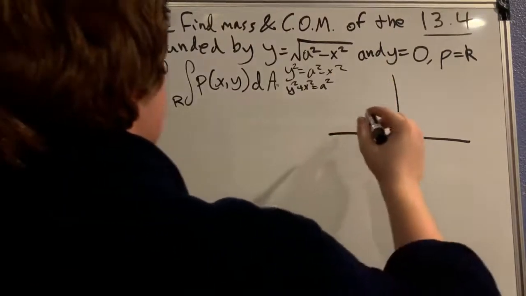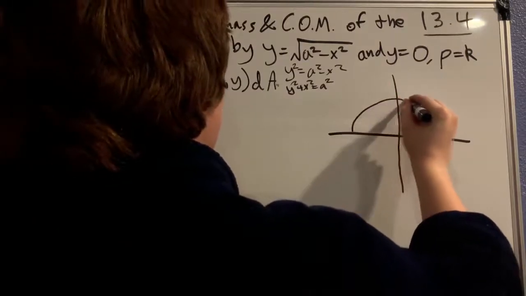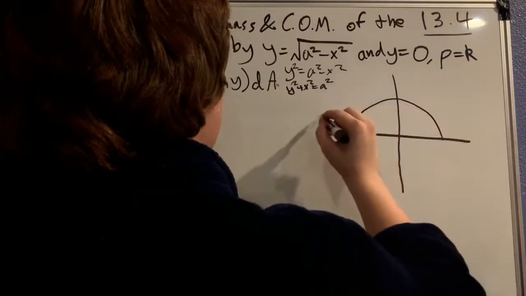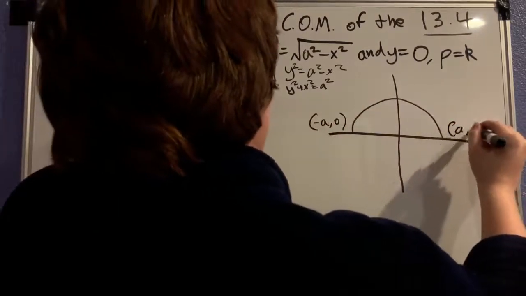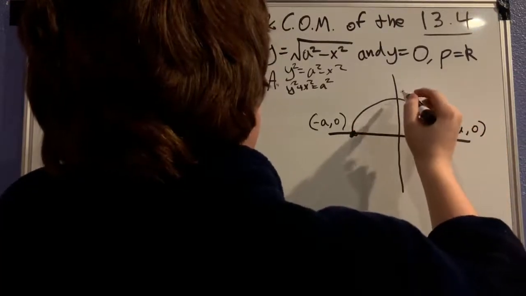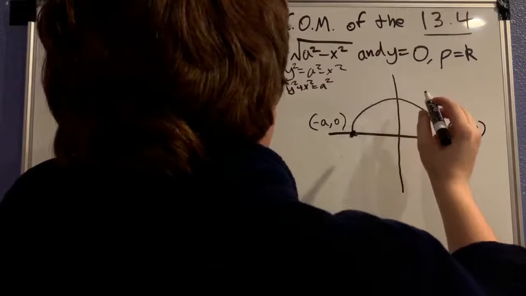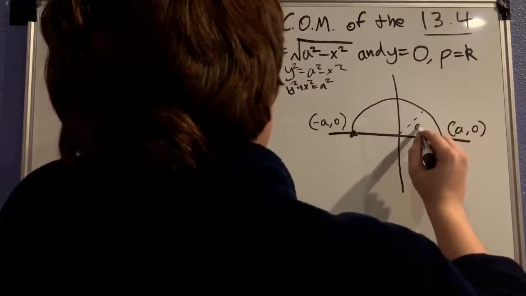So it would look like this, where the radius is a. So this would be negative a, 0. This would be a, 0. And that would be 0, a. Okay, yeah. So that distance is a.